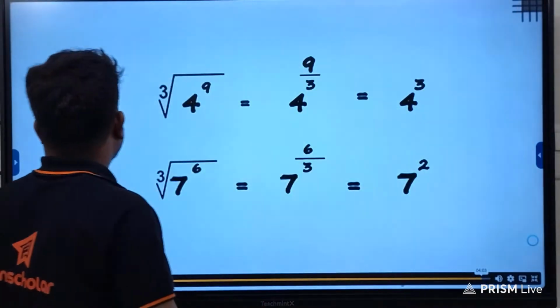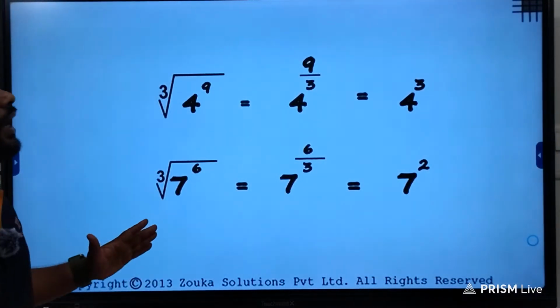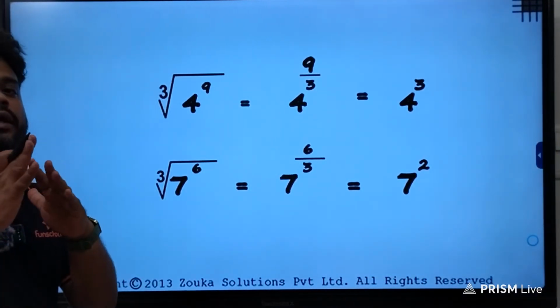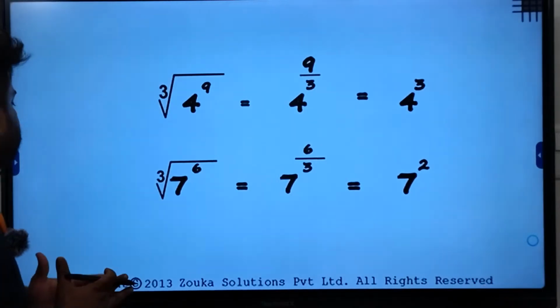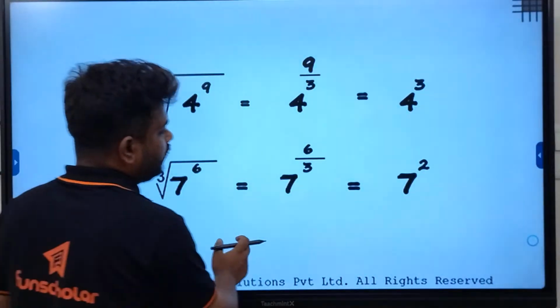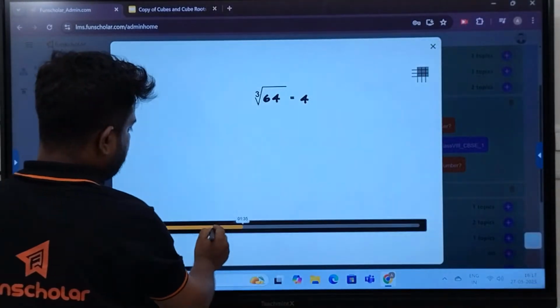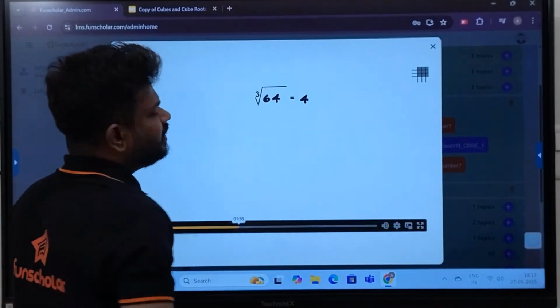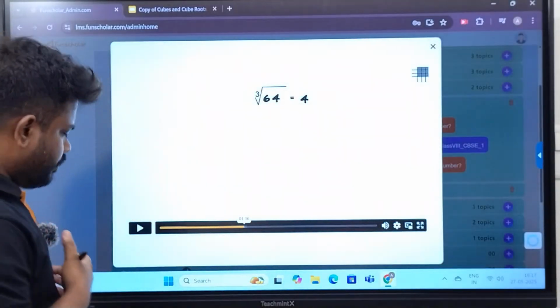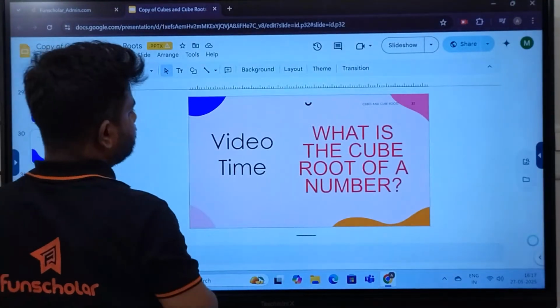Okay, so from this video we have learned what cube roots actually are, and how we can find cube roots, not in a very laborious way, right? So let's go further.